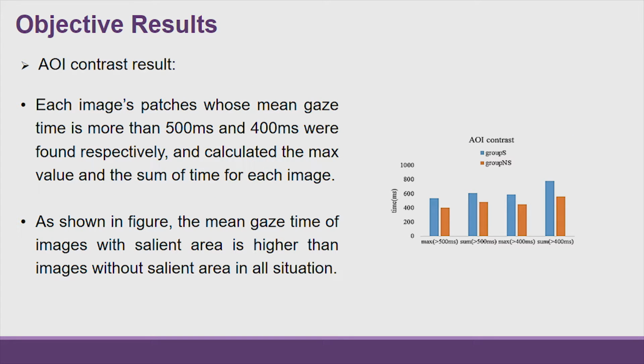And here are the objective results. Here we use the AOI contrast results, calculated just by the eye tracker. For each image's patches whose mean gaze time is more than 500 milliseconds and 400 milliseconds respectively, we calculated the max value and the sum of time for each image. We can see in the figure that the mean gaze time of images with salient area is higher than images without salient area in all situations. We do this calculation just to prove our categories' rationality.